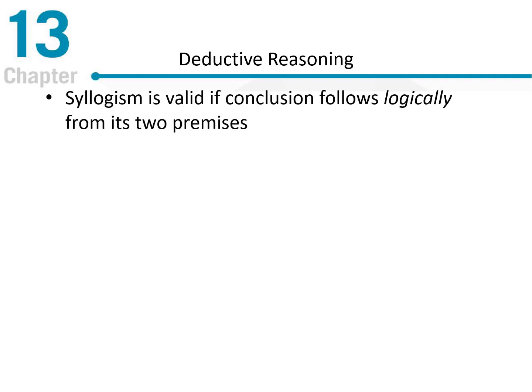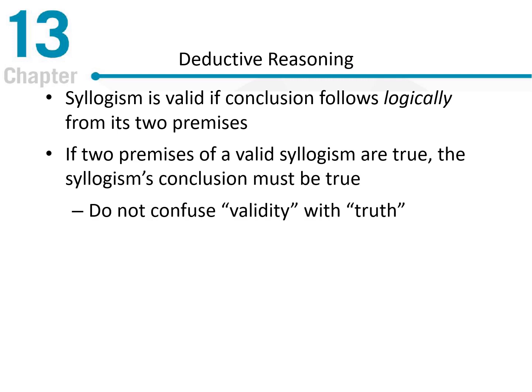Now, points to make about syllogisms. First of all, a syllogism is valid if the conclusion follows logically from its two premises. If the two premises of a valid syllogism are true, then the syllogism's conclusion must be true. But please don't confuse validity and truth here. They don't mean the same thing when we're looking at syllogisms. If the logic is sound from the first two premises to the conclusion, then we can say the syllogism is valid, but that has nothing to do with the syllogism being true. Make sure you take a closer look at this in your text. There are lots of different examples of syllogisms. Just make sure you understand that validity and truth are two different things.